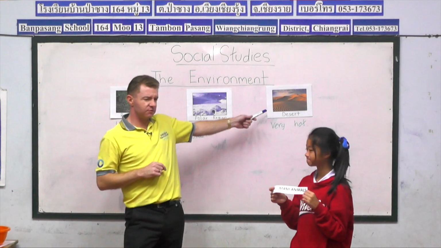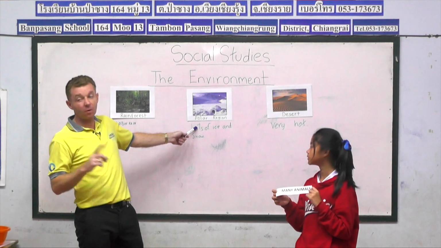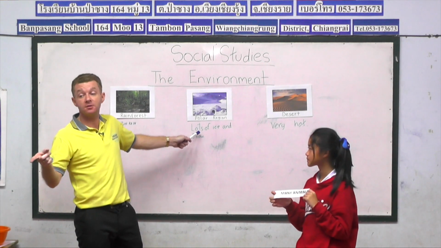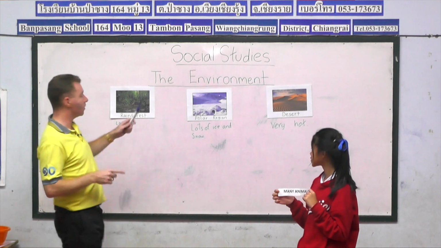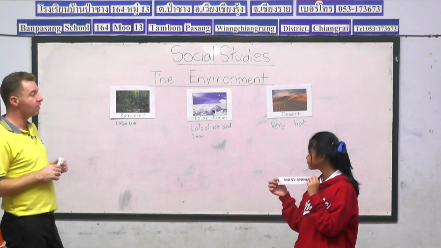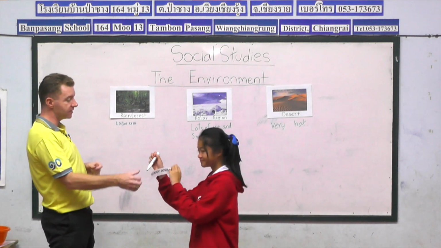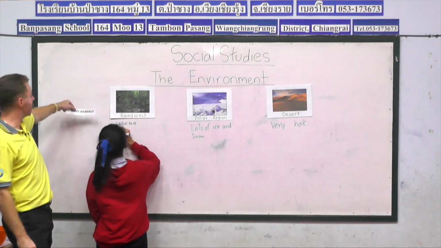Will we get many animals in the desert? Rainforest. Many animals in the polar region? No, only a few animals. Polar bears, penguins. But how about the rainforest? Many animals in the rainforest. So Dan, can you demonstrate how to write the vocabulary here, please? Many animals.